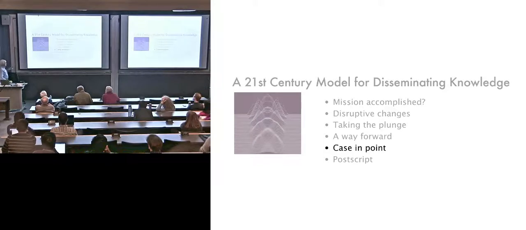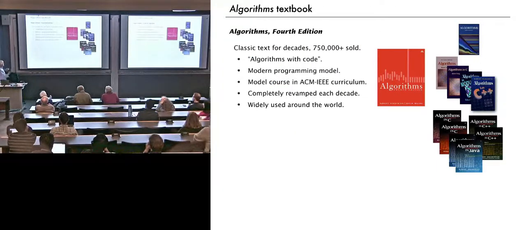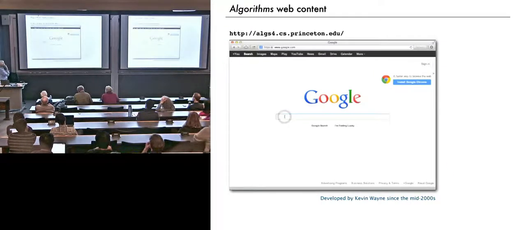So I want to give a case in point, and that's Algorithms, 4th edition. We've got a textbook, we've got lectures, we've got the web content and services, and this is the model we use at Princeton. Other institutions are beginning to use it, and various pieces of it reach large numbers of people. The book, I already talked about the book. That's a repeat of the same slide.